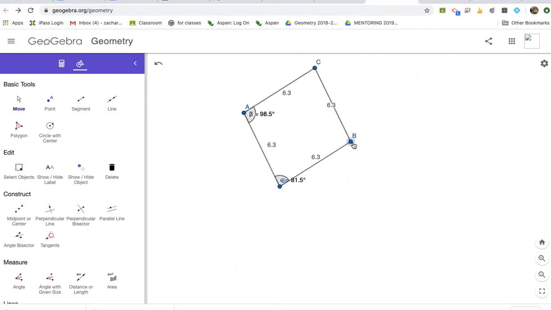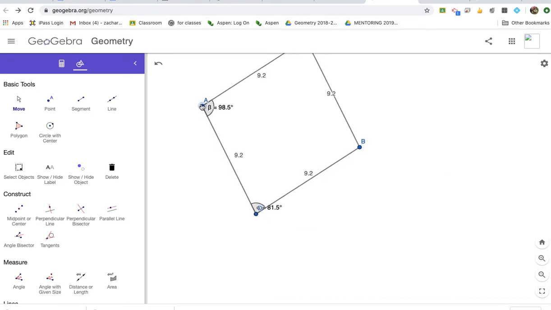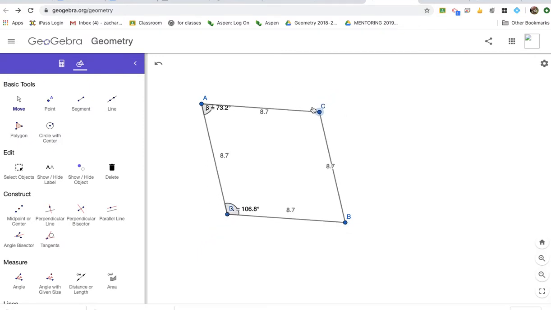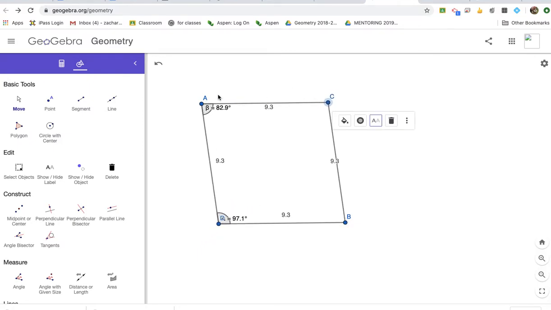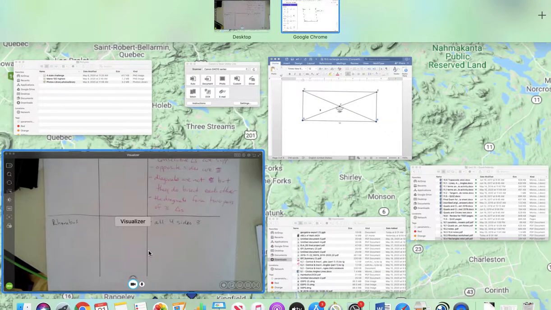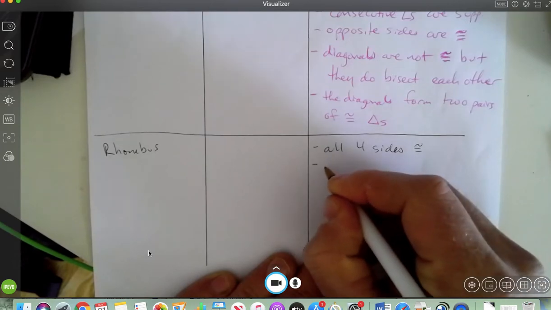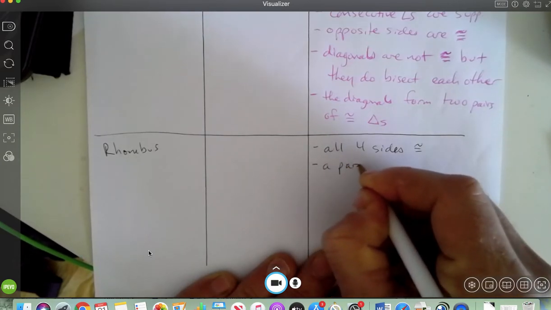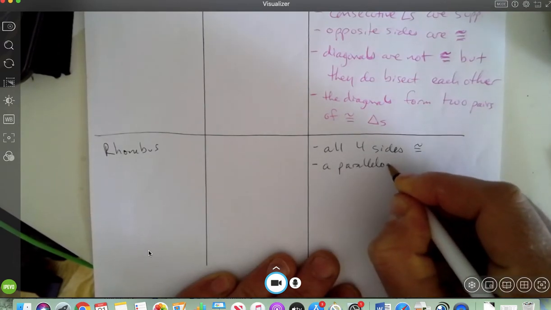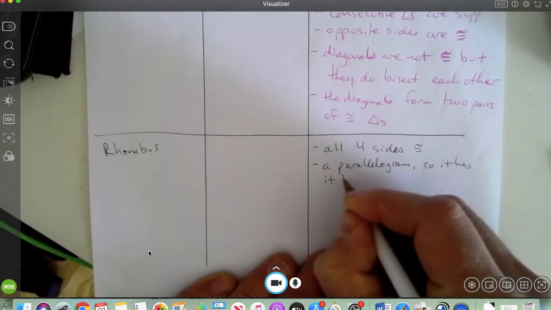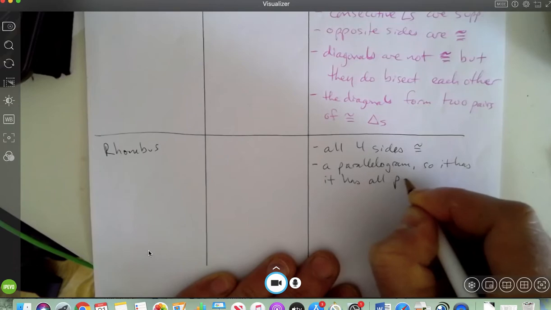If I drag it around, no matter how I move it, these two same side interior angles add up to 180. So it's definitely a parallelogram. Going back to my properties, I can say that a rhombus is a parallelogram, so it has all parallelogram properties.